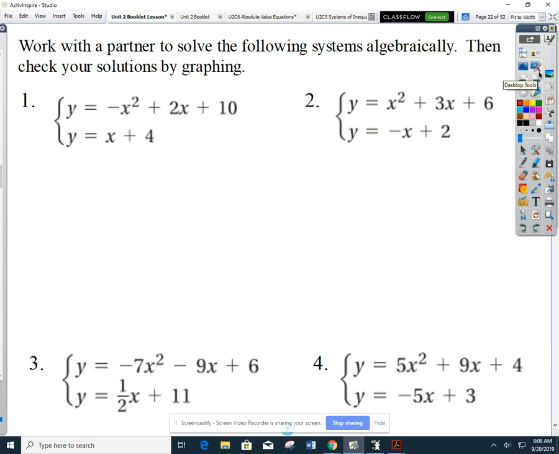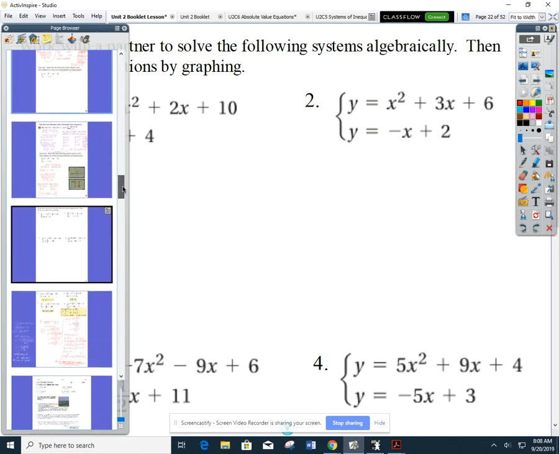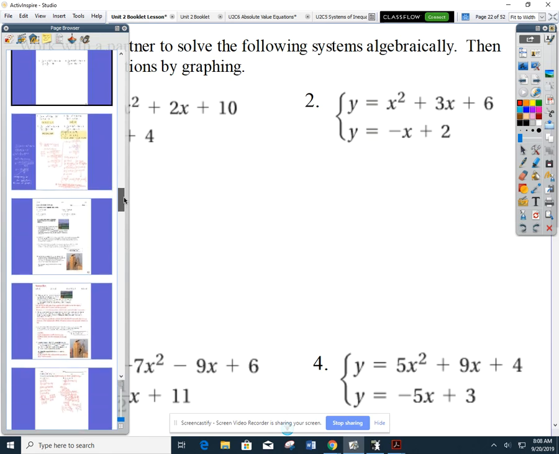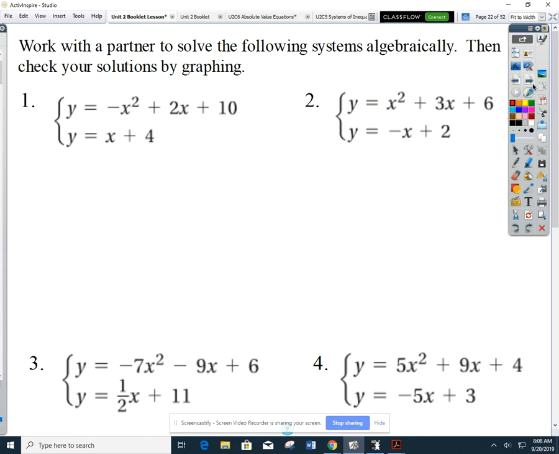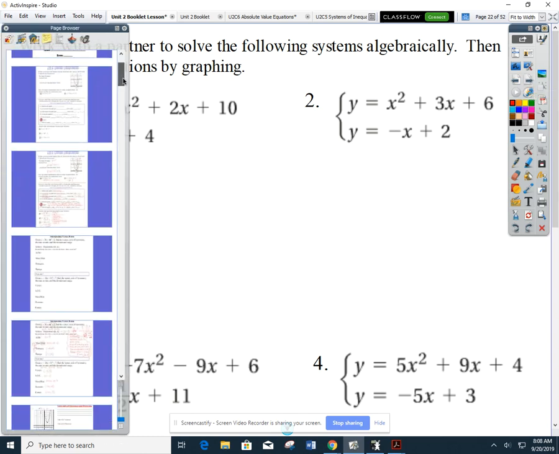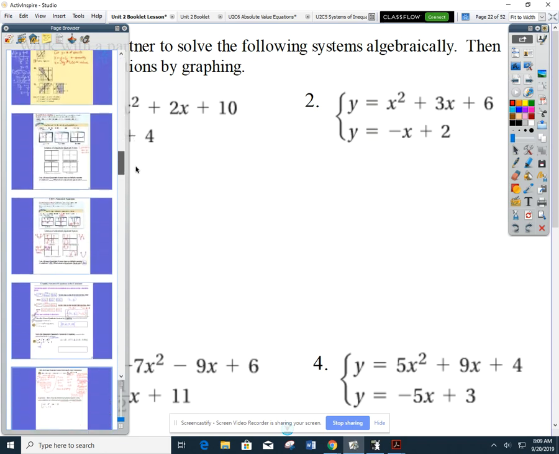The next 4 problems you are going to work through. You can work together with someone in class. And the first 2 are a little bit easier. The last 2 are a little bit harder. And then you can do this work right in your book. So once you finish working through these, you can then go to the next page.